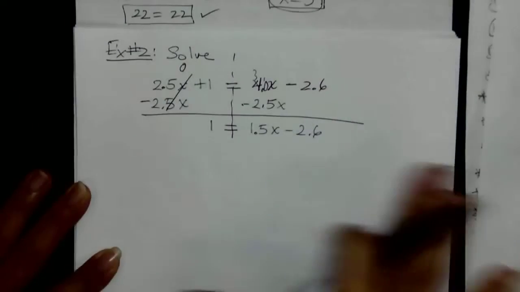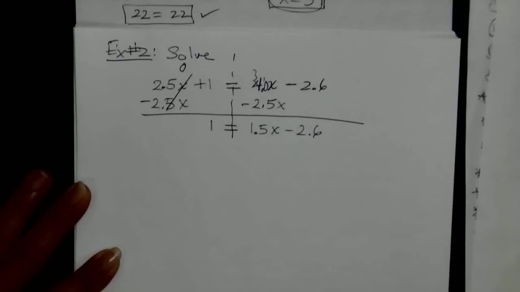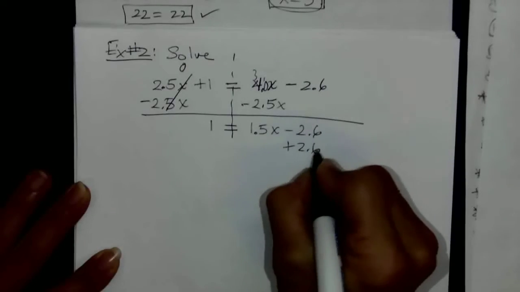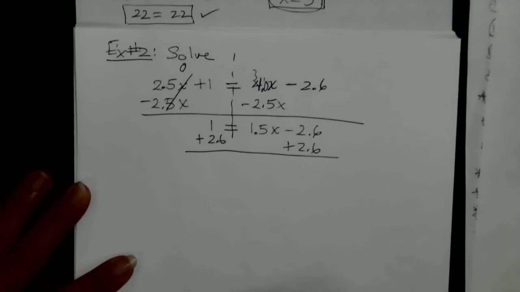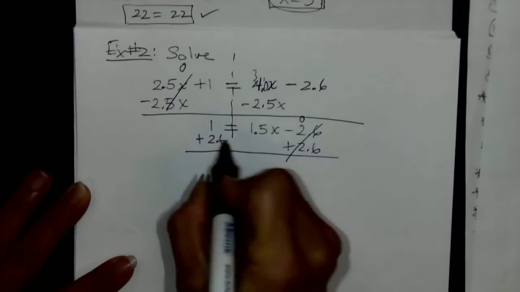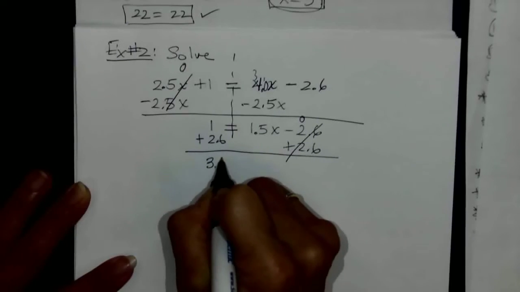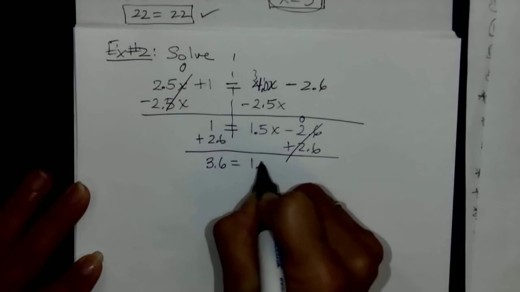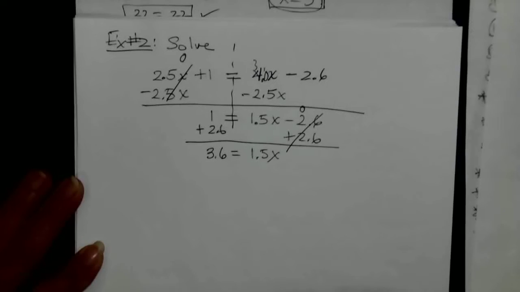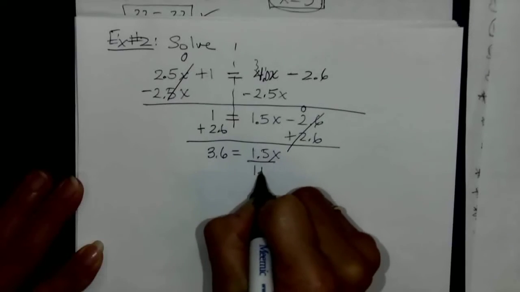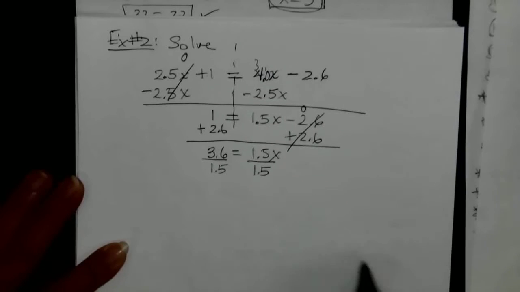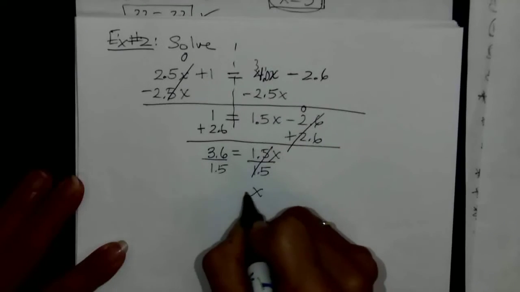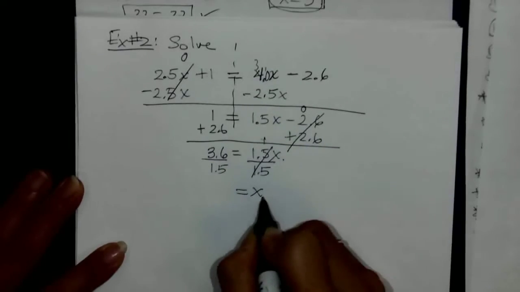Now I have all the variables on one side. Now I have to take all the numbers to the opposite side, so I'm going to add 2.6 to the other side. So then this will be 0. Now I got 3.6 is equal to 1.5x. And then divide by 1.5. Please use this division sign, please. A lot of you guys are not doing that yet. So this becomes 1. 1 times x is x.